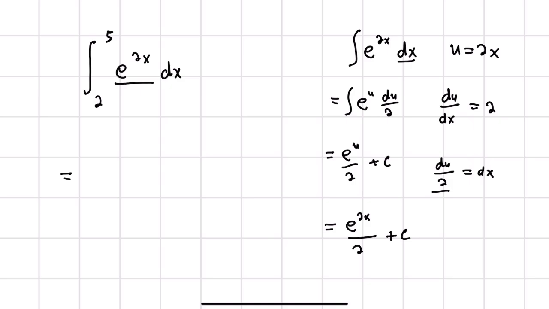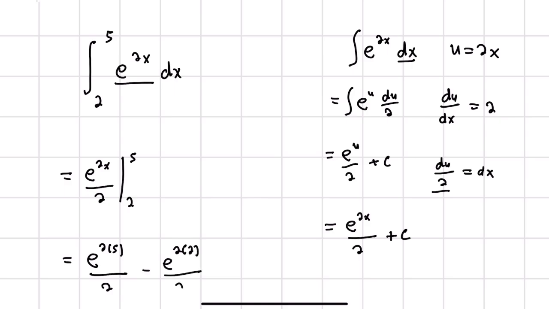So let's define the bounds. So we have e to the 2x over 2. But remember, since this is a definite integral, we don't have to worry about the plus c part. So we have the bounds from 2 to 5. And now let's substitute everything else. So we have the upper bound minus lower bound. So our upper bound, we have 5. So we have e to the 2 times 5 over 2 minus e to the 2 times 2 over 2.